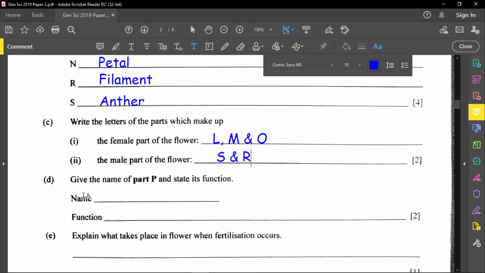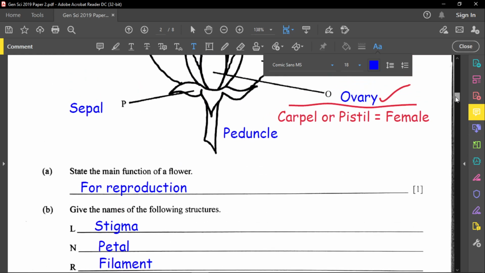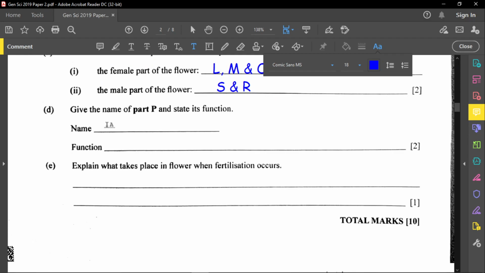All right, great. Now part D is to give the name of part P and state its function. Part P is the sepal. So the name of that part is the sepal. And then it says the function of a sepal. The function of a sepal is to protect the flower, especially when it is young. So let's say protect the young flower, that will be sufficient.